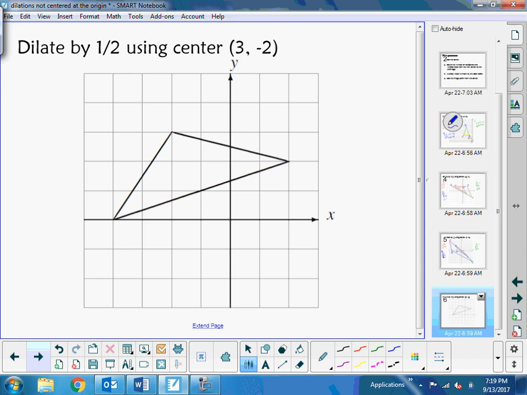So dilate by a half using the center of 3, negative 2. So the center is 3, negative 2. Right here is my new center. Okay, so again, I'm going to label A, B, and C.